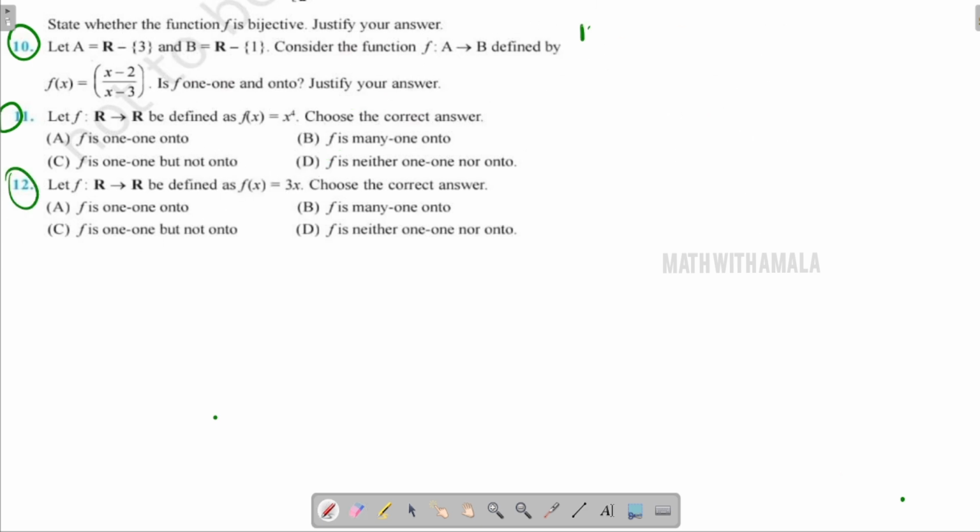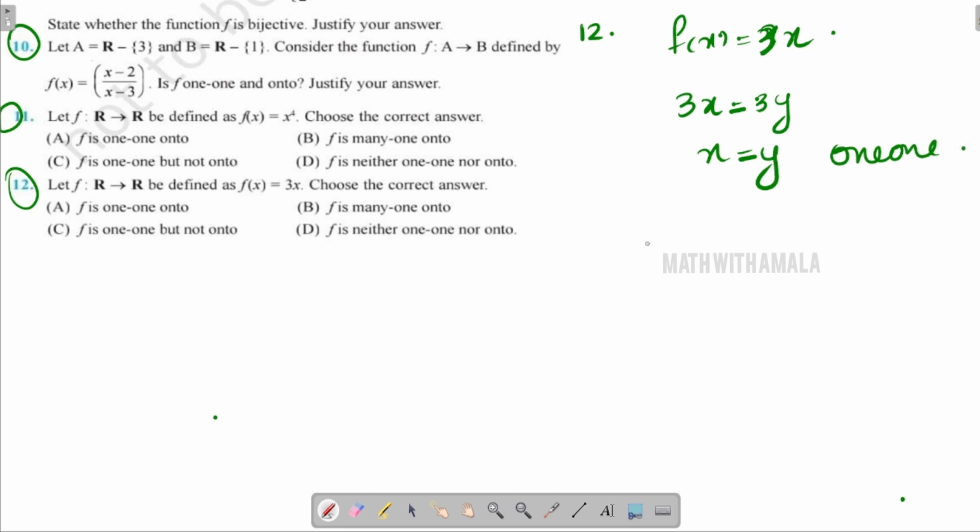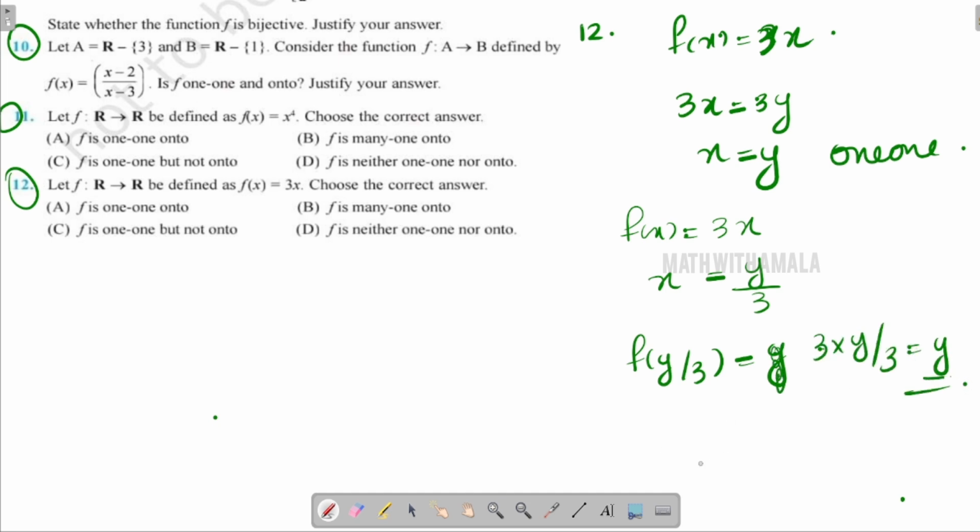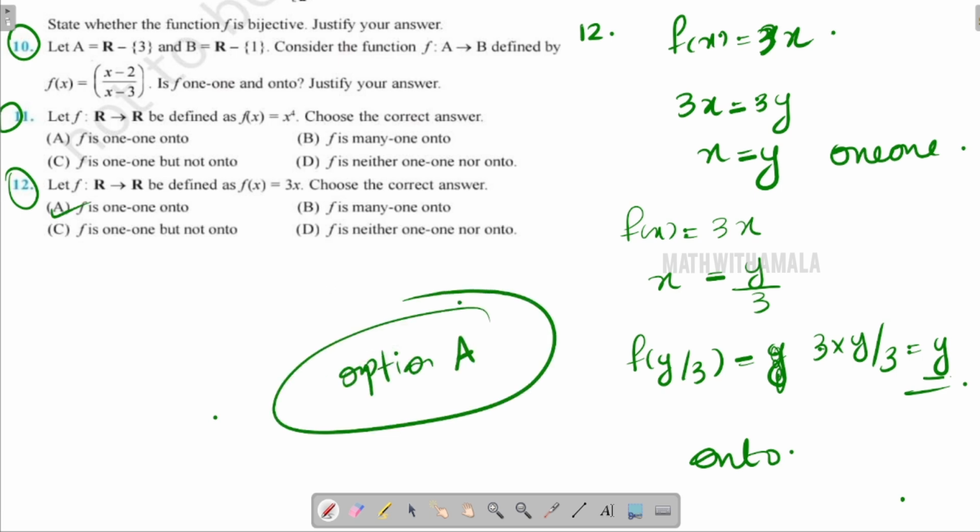12th question: f from R to R defined as f of x equal to 3x. Choose the correct answer. f of x equal to 3x. You can write f of x1 and f of x2, or f of x and f of y. 3x equal to 3y, then x equal to y. Hence it is one-one. You can cancel the 3s very simply. Now f of x equal to 3x and x equal to y by 3. f of y by 3 is equal to 3 into y by 3, that is y itself. You have got it is onto. Hence, option A is right. f is one-one and onto.